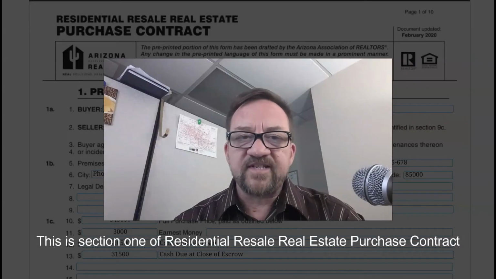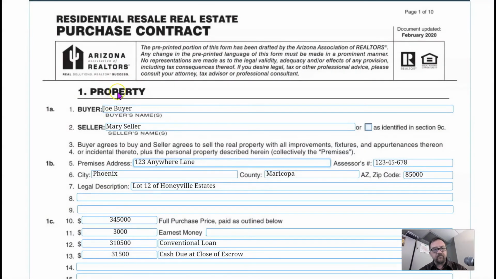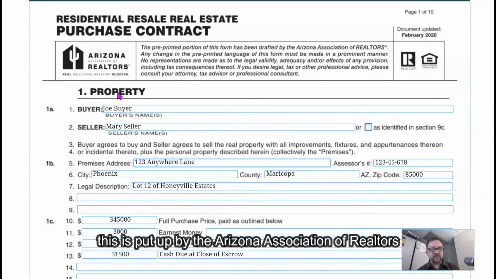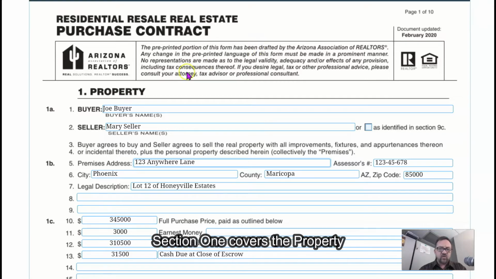This is Section 1 of the Residential Resale Real Estate Purchase Contract that we use here in Arizona. This is put out by the Arizona Association of Realtors, and they use this as a boilerplate contract that all agents can use if they're a member of AAR. Section 1 covers the property.